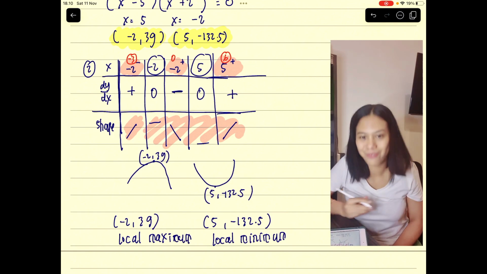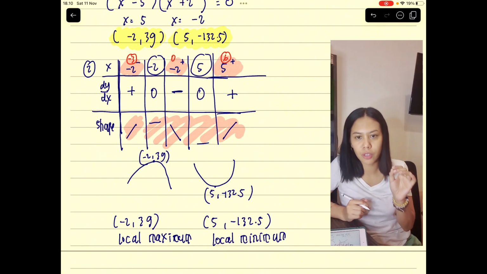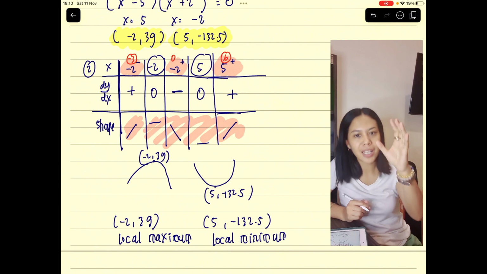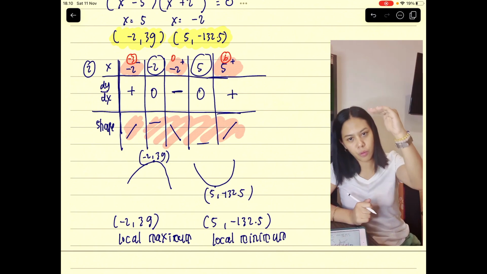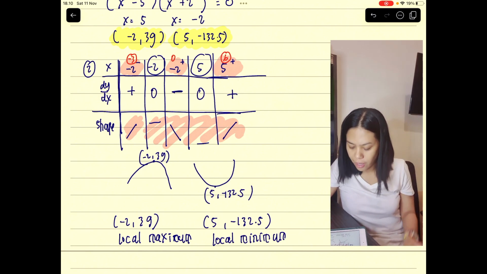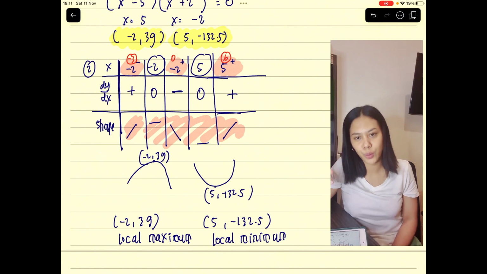Why do we have local? Because if you check on the graph, it might not be the real maximum or minimum, because maybe the graph goes way up, or the graph goes way down. That's for another day. So we found the nature of the 2 stationary points. -2 comma 39 is the local maximum. 5 comma -132.5 is the local minimum.